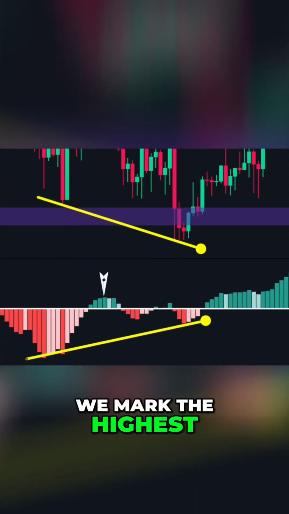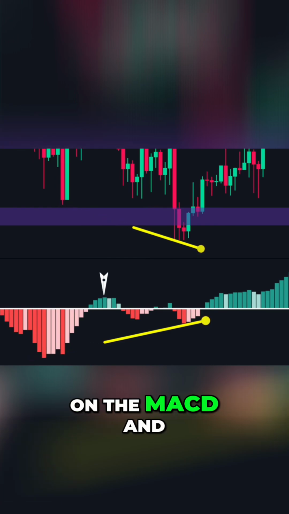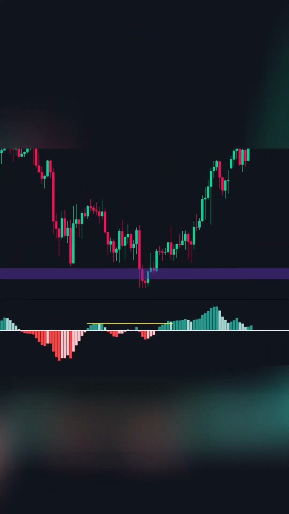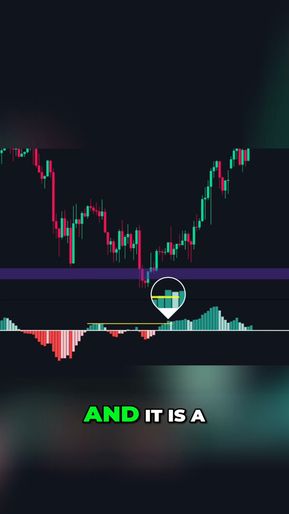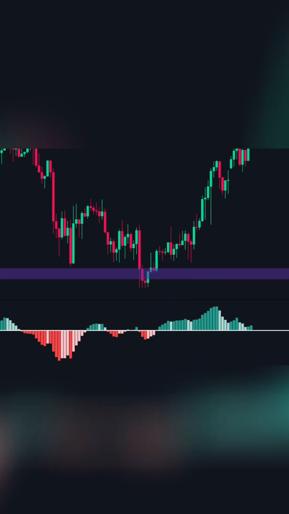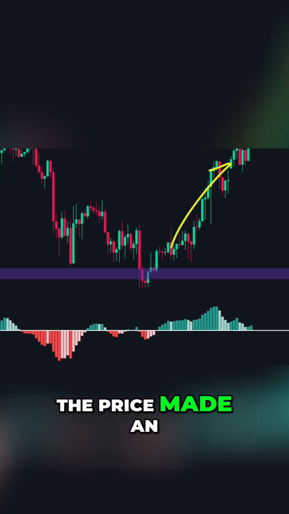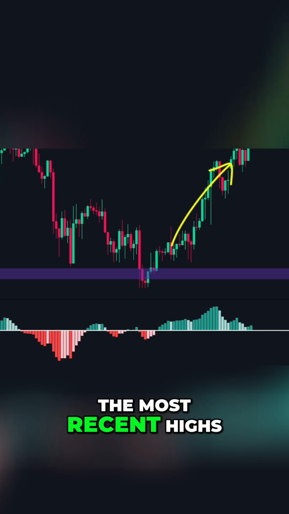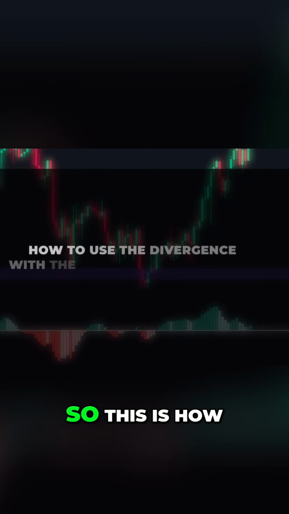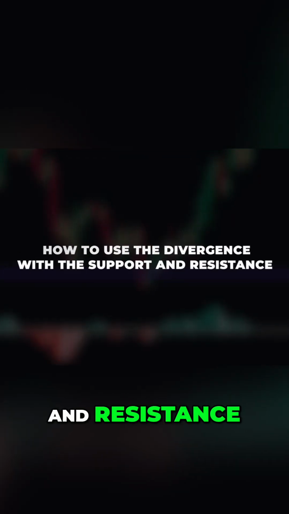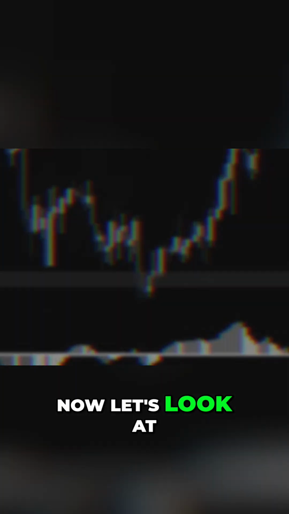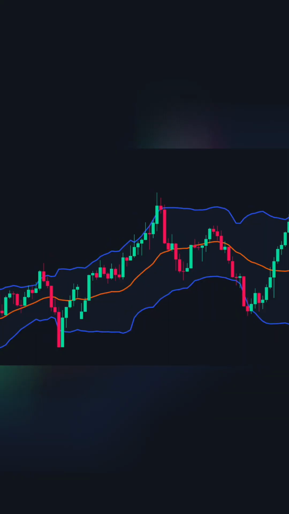Now, we mark the highest point between the bottoms on the MACD and draw a line. On this bar, the histogram breaks above the line, and it is a buy signal. So we buy here. As you can see, the price made an up move and touched the most recent highs. So this is how to use the divergence with concepts of support and resistance. Now let's look at the second strategy.